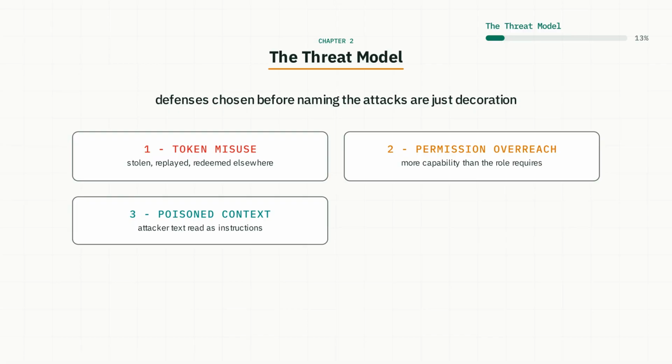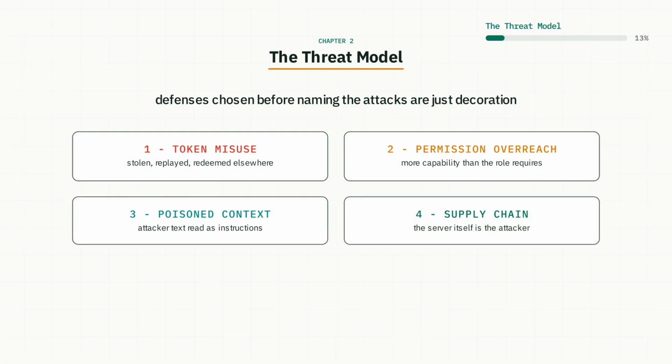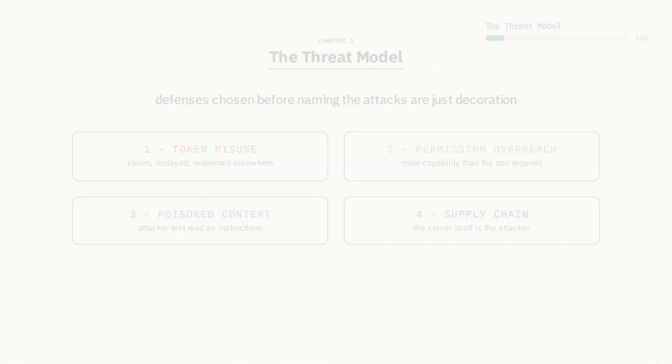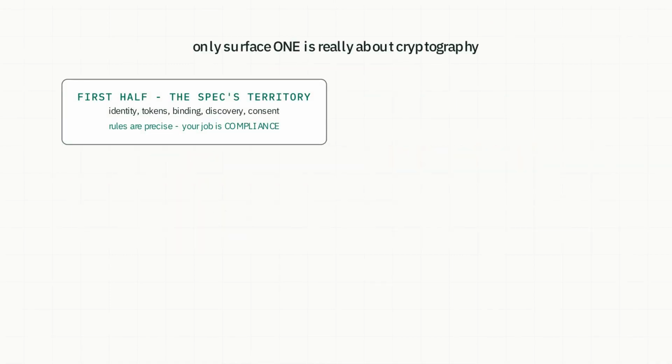Surface 3, poison context. The model reads attacker-controlled text through a tool result or a resource and treats instructions as information. And Surface 4, the supply chain. The server itself is the attacker, malicious from birth or turned malicious by an update. Notice something about those 4. Only the first one is really about cryptography and protocols. The other 3 are about architecture, judgment, and hygiene.